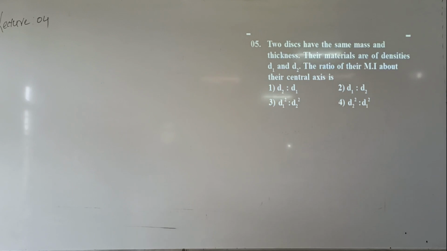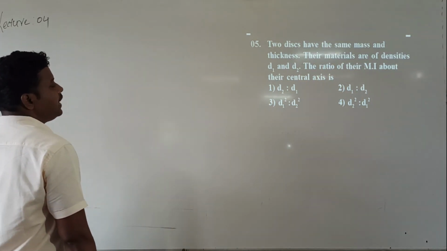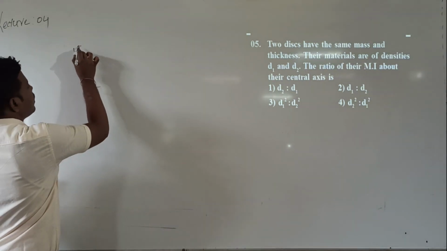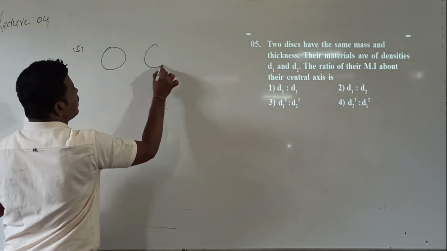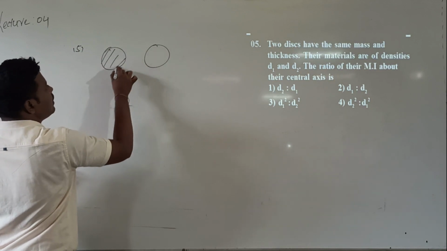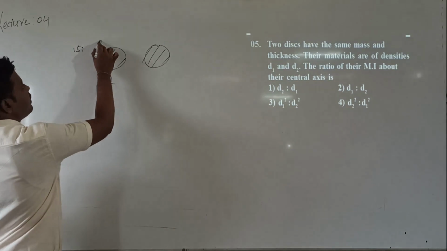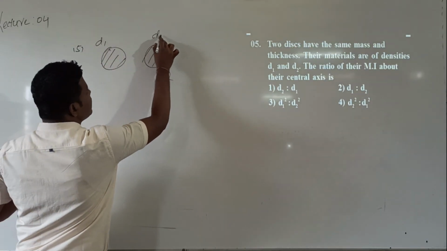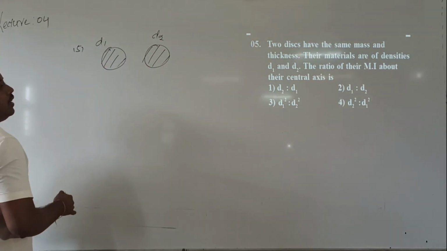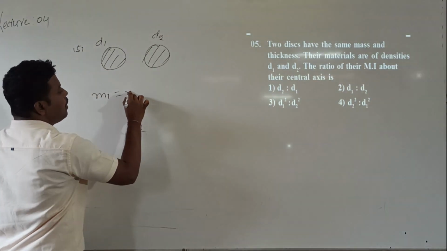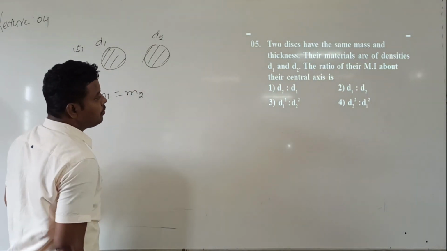Two discs having the same mass and thickness, made of materials of densities d1 and d2. What is the ratio of their moment of inertia? Two circular discs are given. This is one circular disc, this is another circular disc. Both densities are given: first disc density d1, second disc density d2. Their masses are the same, m1 is equal to m2. Mass is also the same, thickness is also the same.